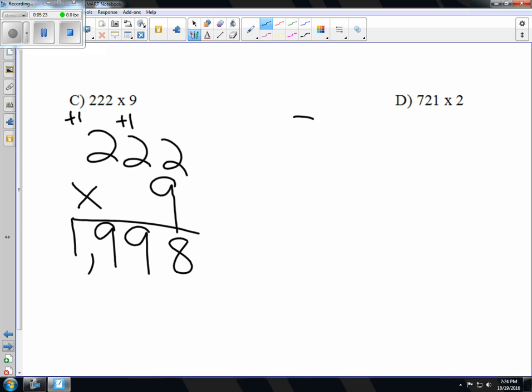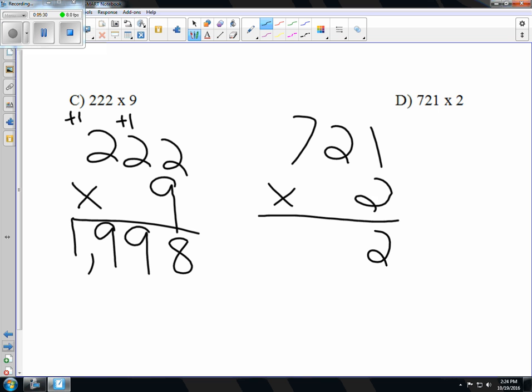And the final one that we're going to do for today, we have 721 times 2. 2 times 1 is 2. Then 2 times 2 is 4. Then 2 times 7 is 14. And that is how we multiply 2-digit and 3-digit numbers by 1 digit.